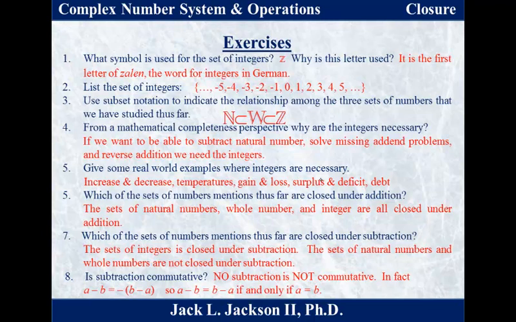But for the natural numbers and whole numbers, we've seen that there are examples where you could subtract two natural numbers and not get a natural number. And same for the whole numbers. So they're not closed, but the set of integers is closed.